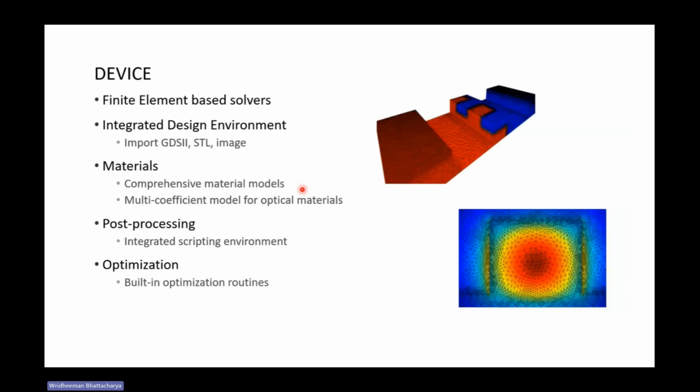So as the nanophotonic part gets over, we are moving on to the device part. So what does the device part consist of? It is basically a finite element based solver, right? It gets the integrated design environment, importing the GDS, STL, and image also. It gives comprehensive material models along with the multi-coefficient model for optical materials. In post-processing, it gives an integrated scripting environment, and for optimization it has built-in optimization routines.